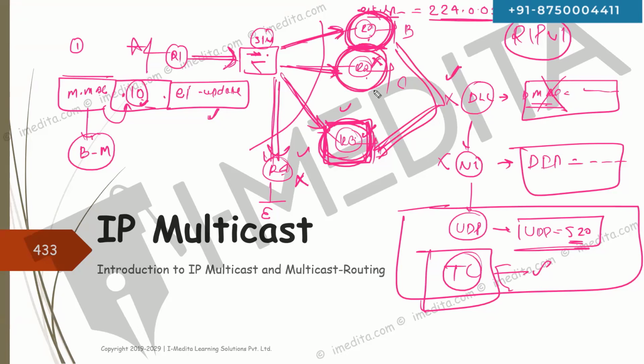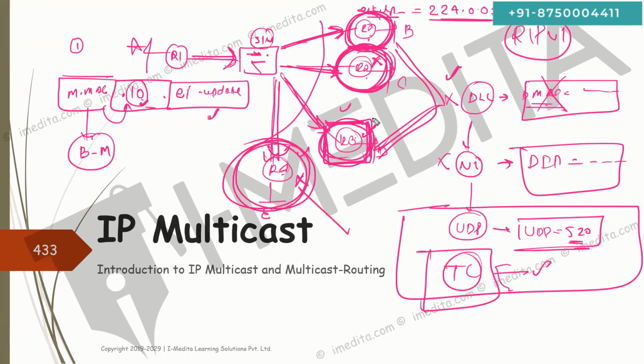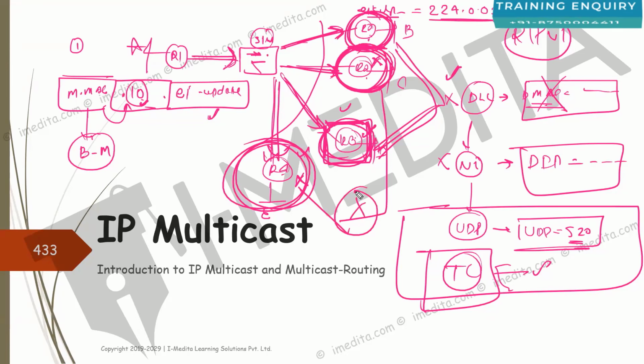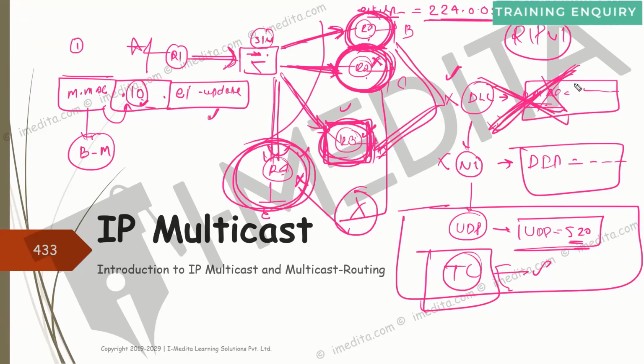But since we have not enabled EIGRP on this router, and we have not enabled EIGRP on this router, they are not part of that multicast group 224.0.0.9. That means when they receive the packet, right at the data link layer, they will drop that packet. The packet will not even be processed at the network layer.